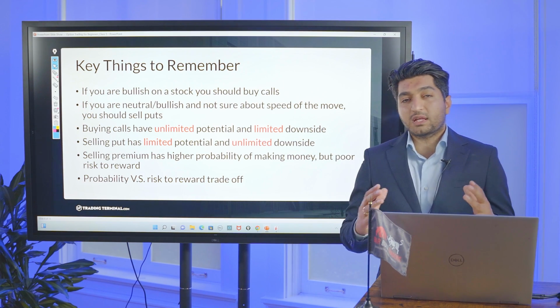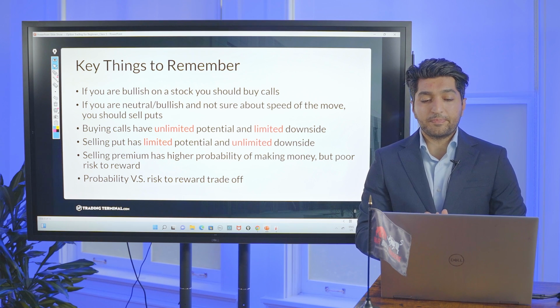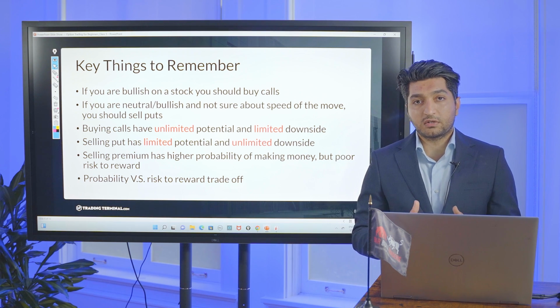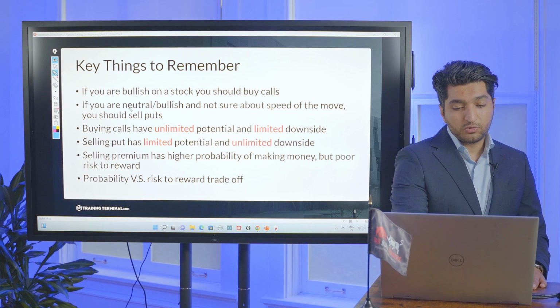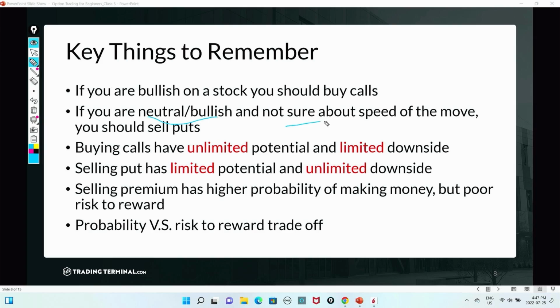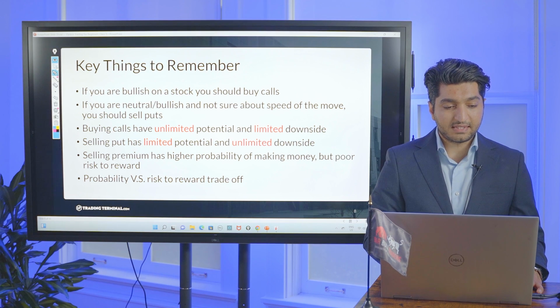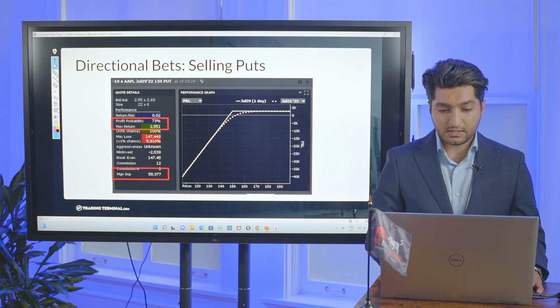So let's recap. Key things to remember. If you're bullish on a stock, you should buy calls. If you're neutral to bullish and not sure about the speed of the move, you should sell puts. Buying calls has unlimited potential and limited downside. Let's go and take a look at this and see what I actually mean by this.